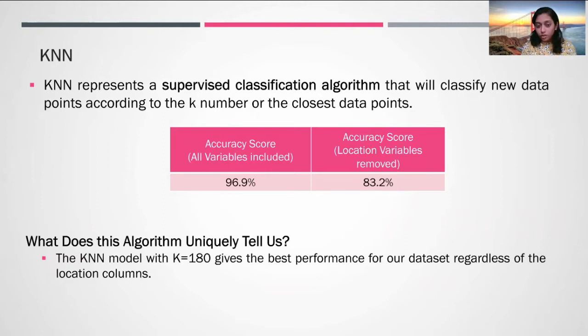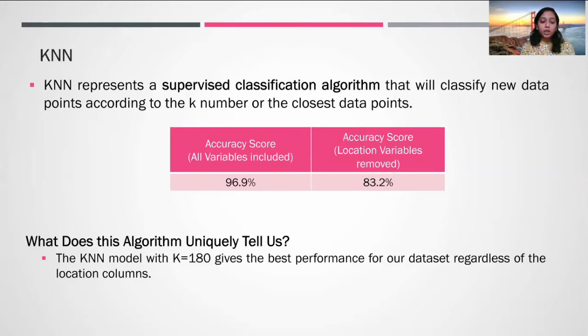The accuracy score for this is 96.9% when we include all the variables, and when we remove the location variables, it seems to go down a little bit, but not very much, to about 83.2%.